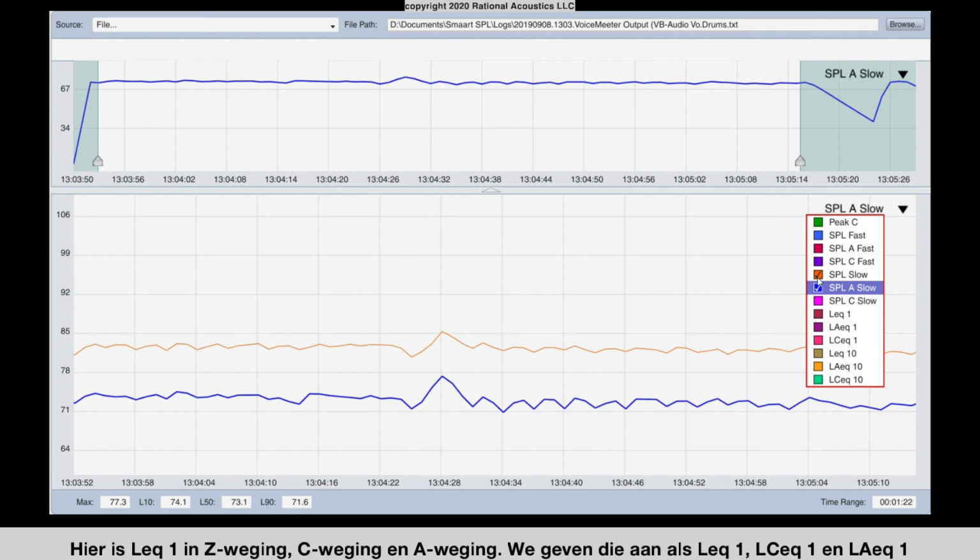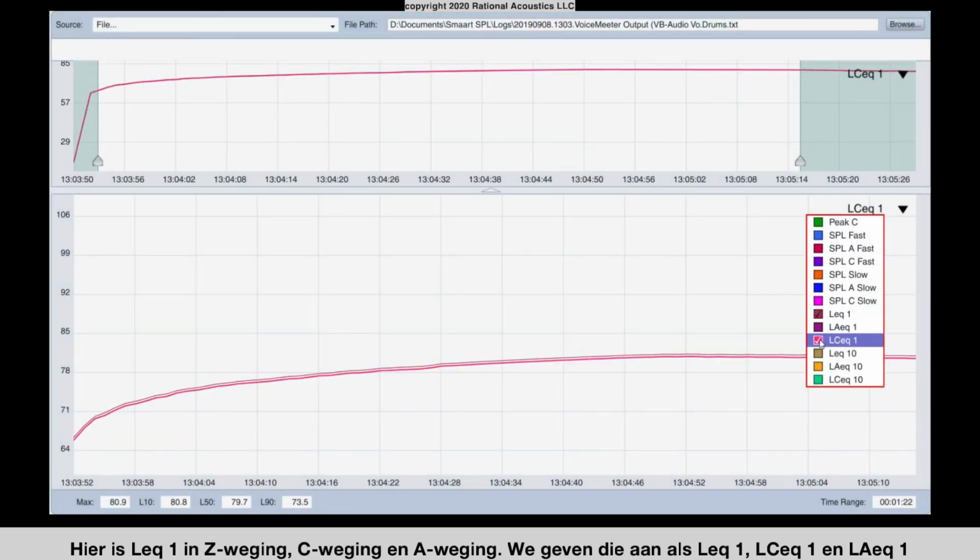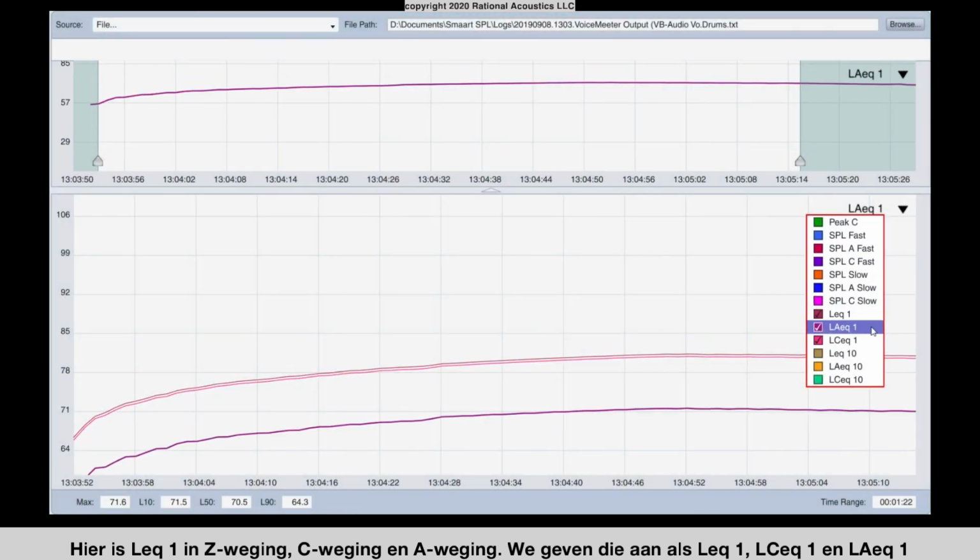And here's LEQ1 in Z weighting, C weighting, and A weighting. We indicate those as LZEQ1, LCEQ1, and LAEQ1.